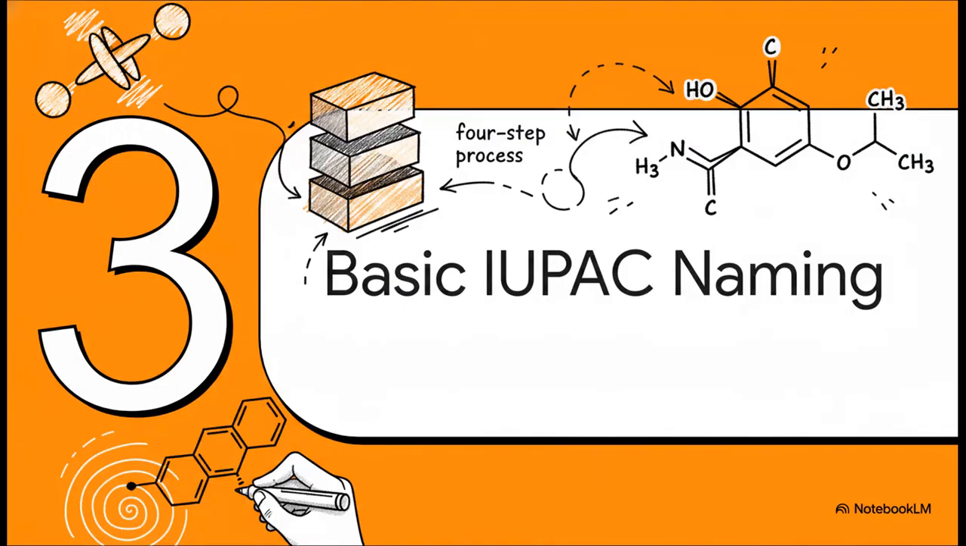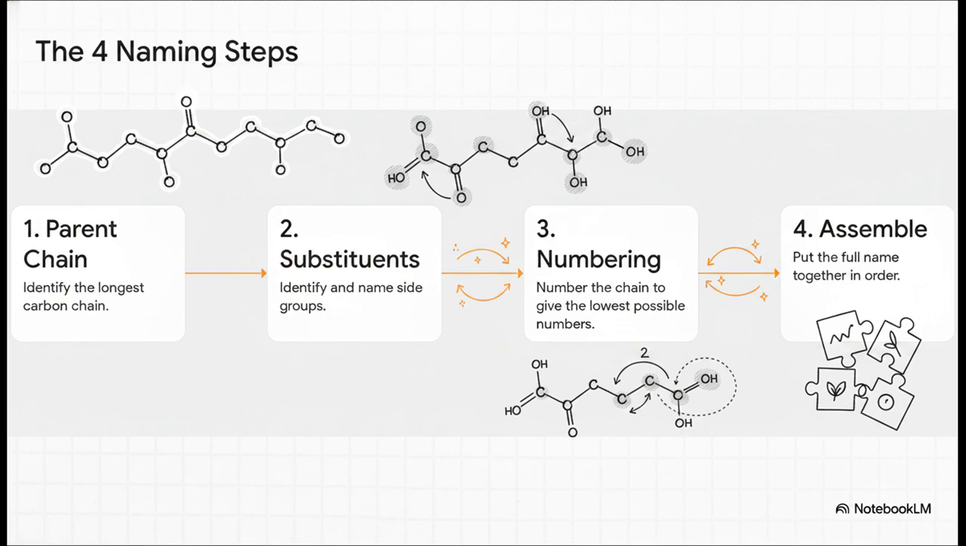All right, let's get to the good stuff. How do we actually build one of these names from the ground up? It really just comes down to a simple 4-step recipe. These are your 4 golden rules, okay? First, find the backbone, the longest continuous chain of carbons you can find. Then you spot anything branching off of it. Third, you give that main chain address numbers, and you want to give your branches the lowest possible numbers. And finally, you just put all the pieces together in the right order.